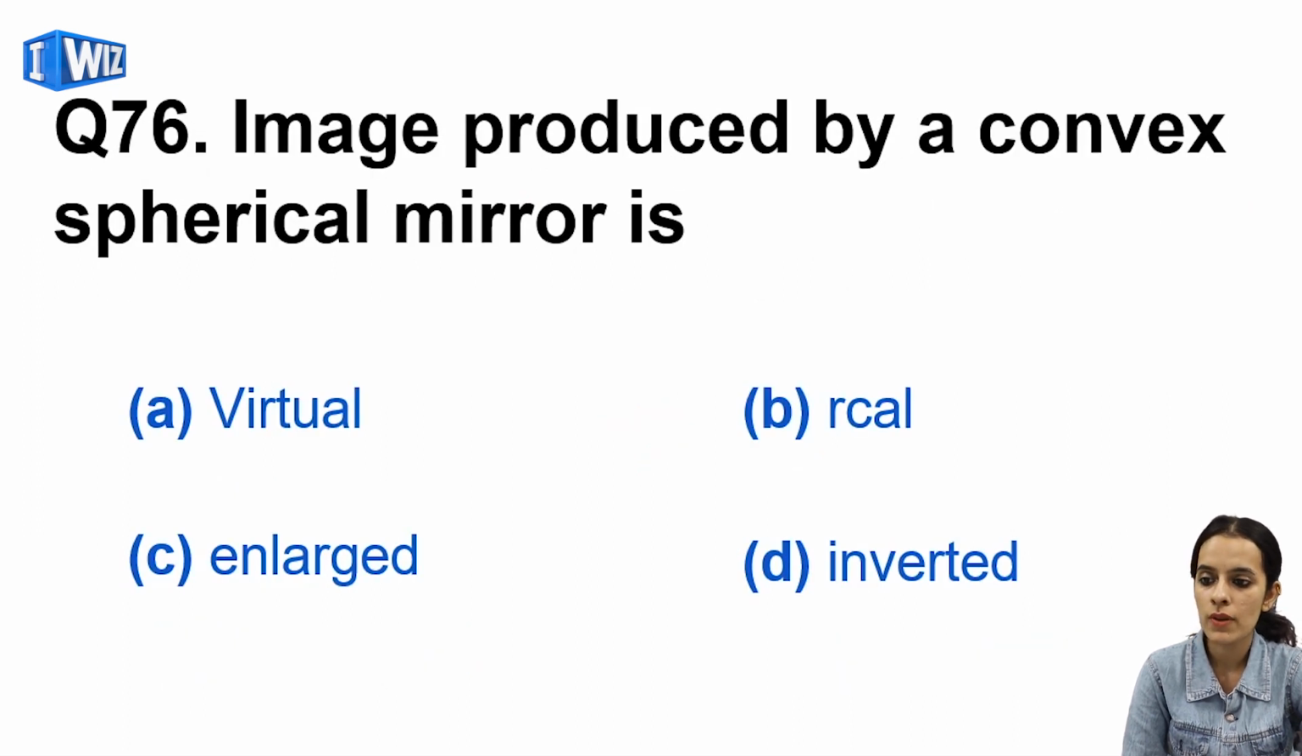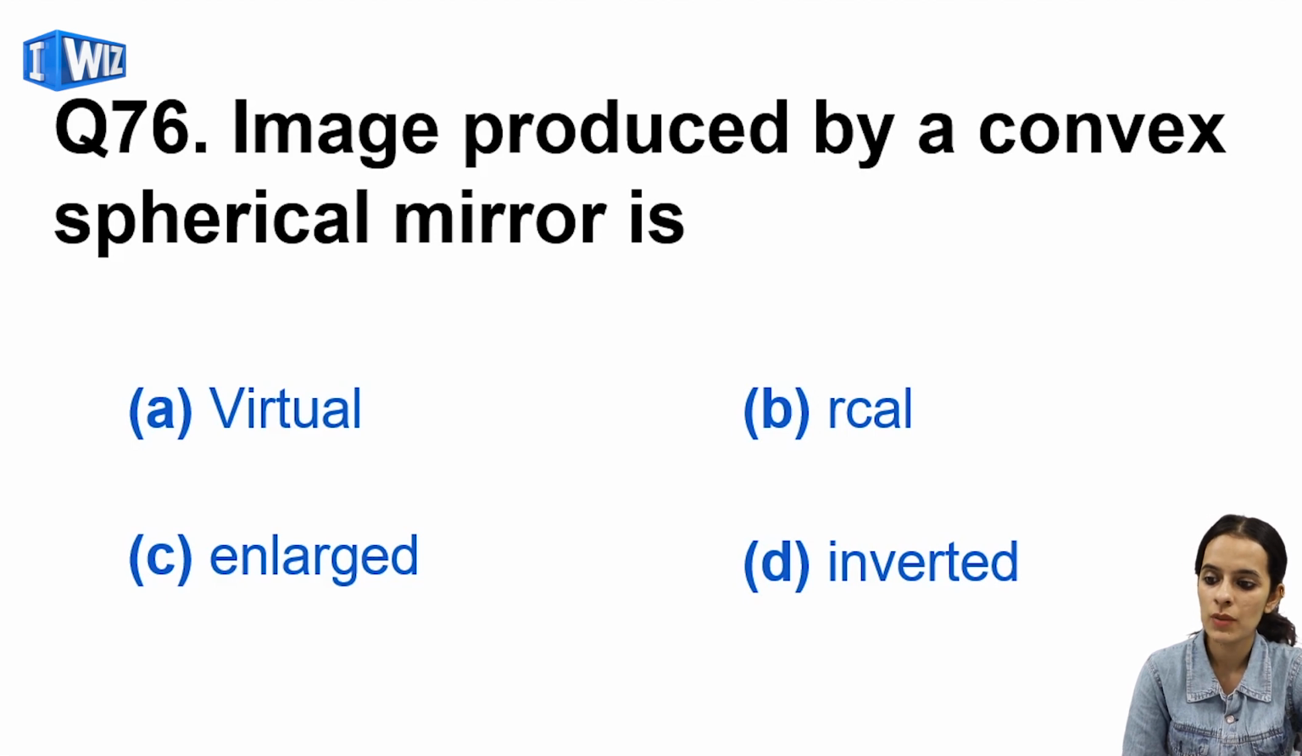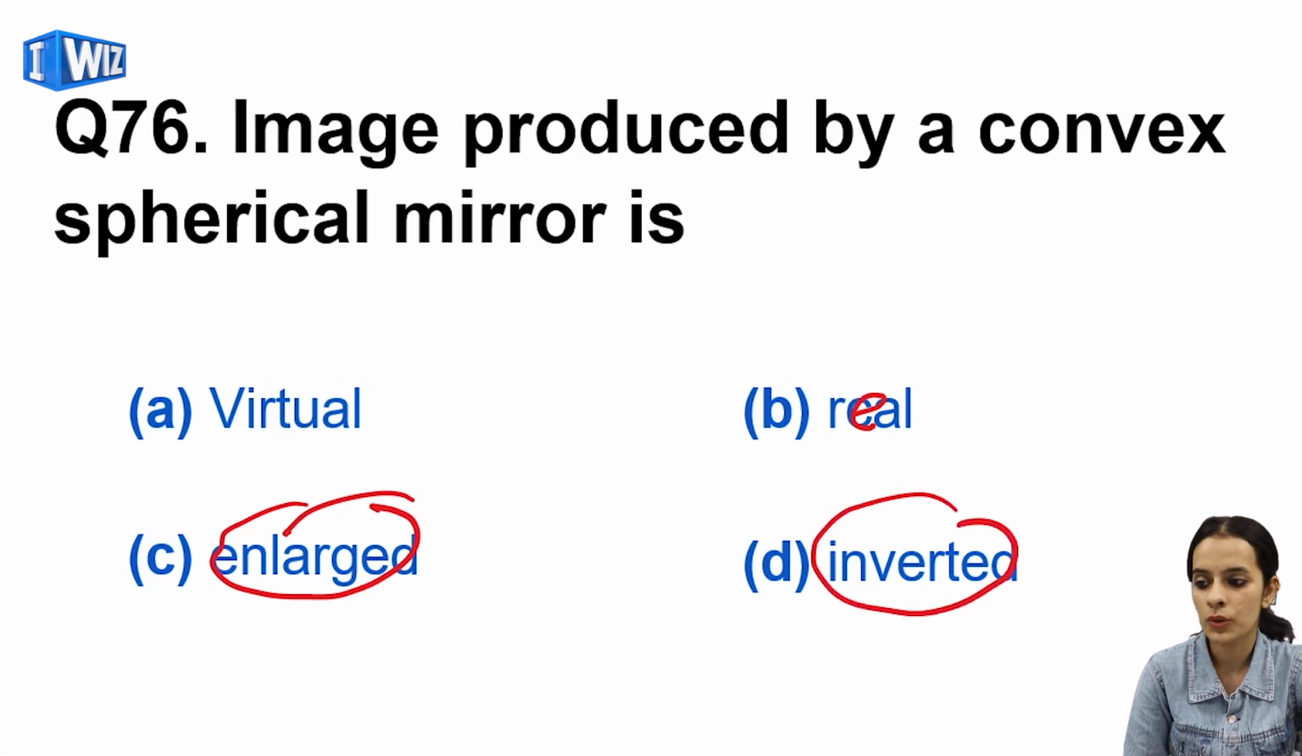Next, the image produced by a convex spherical mirror is what type? There are two cases of a convex mirror, so you have to tell what type of image it forms. Enlarged, no. It always forms a diminished image, or very reduced in size. Inverted, no. Real, no. Virtual, because you have to extend the image. The image cannot be formed on the screen, but it always extends. So that image is always virtual.